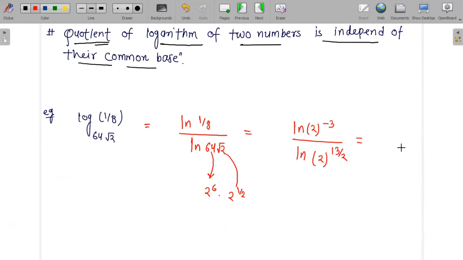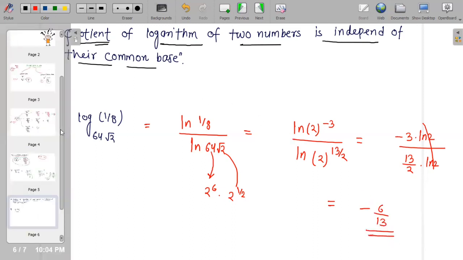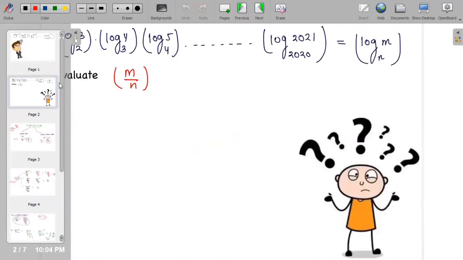So remember, if I'm good with your other log properties, then I will write the numerator as minus 3 times ln 2, and in the denominator I have 13 by 2 times ln 2. This ln 2 will get cancelled out and I have my answer. And this is equal to minus 6 by 13. Did you get it? Minus 6 by 13 will be the answer. I think this information will help you answer questions like this one.